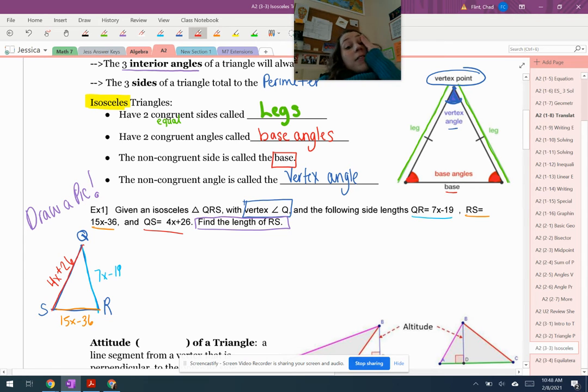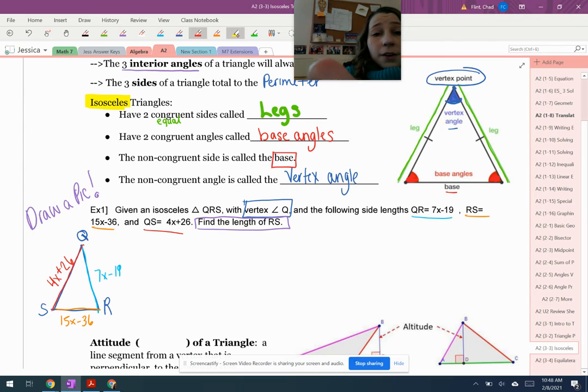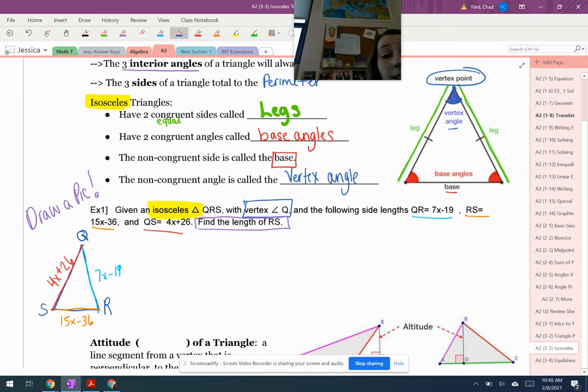Okay, so now that I have a diagram drawn and labeled, now I can make some sense of this. So they want me to find the length of RS. Now keep in mind, I might not be able to jump right to that. I might have to do some things first. Well, like I'm always telling you, define the key words, figure out what we're dealing with here. And in an isosceles triangle, that's my key word.